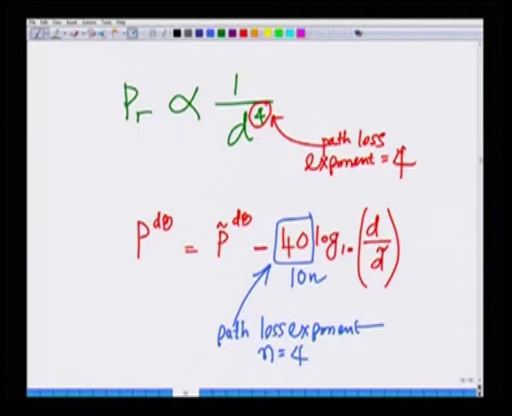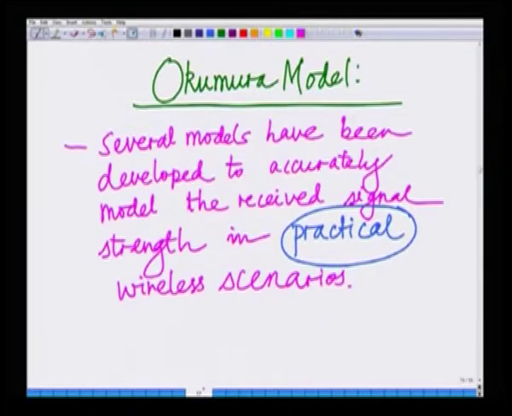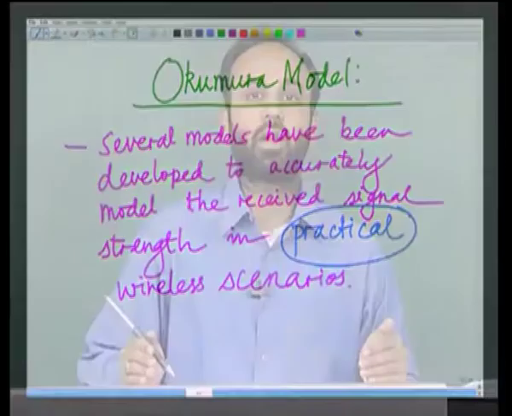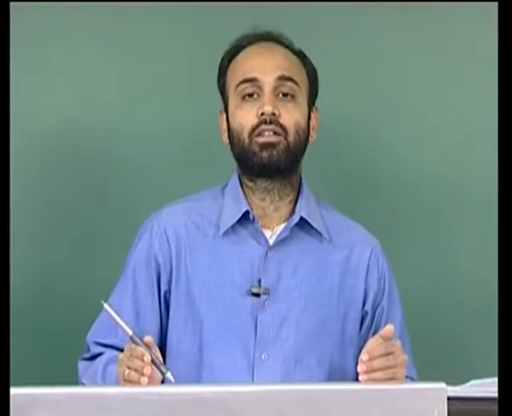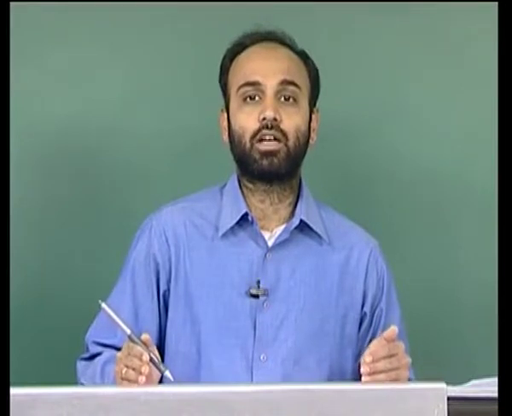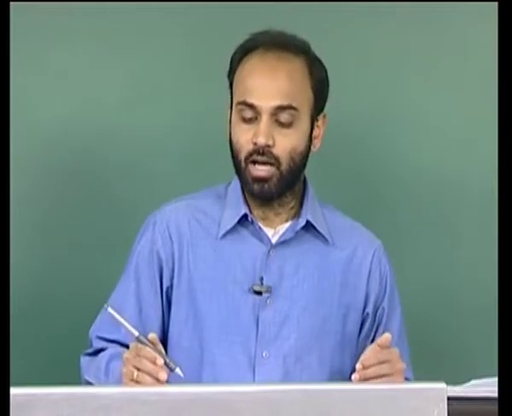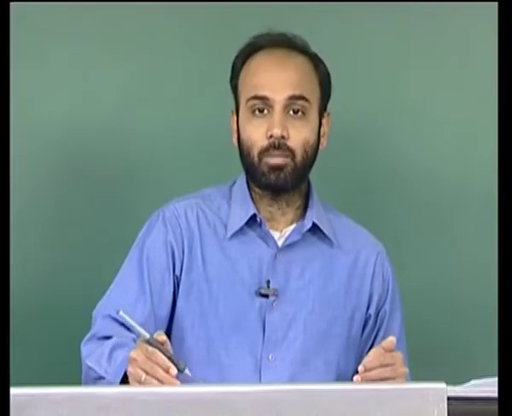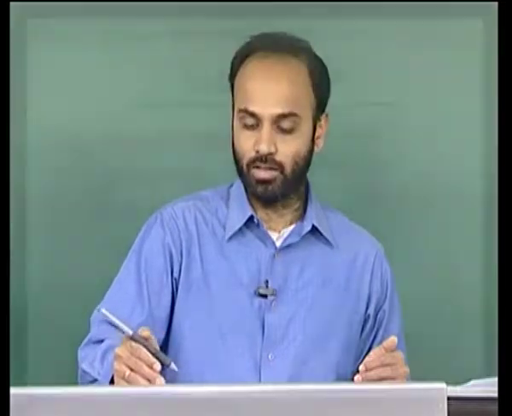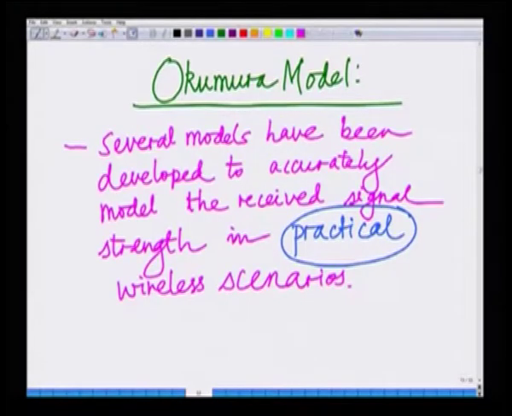Okay. And essentially, the other thing that we started looking at is the Okumura model for wireless communication. We said that in a practical wireless channel propagation scenario, we want to consider a model which gives us signal strength as a function of distance, and this Okumura model is one such practical model which is applicable in practical scenarios, that is, to accurately model the received signal strength as a function of the distance.